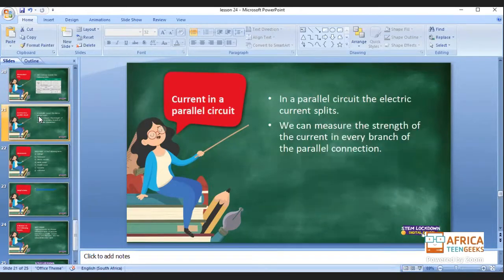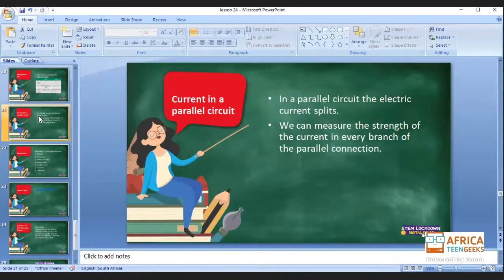Then current in parallel circuits. In parallel circuits, the electric current splits. That's why we said they've got more than one pathway for current to flow. So in a parallel circuit, the current splits. It splits. That's why it goes in different directions.